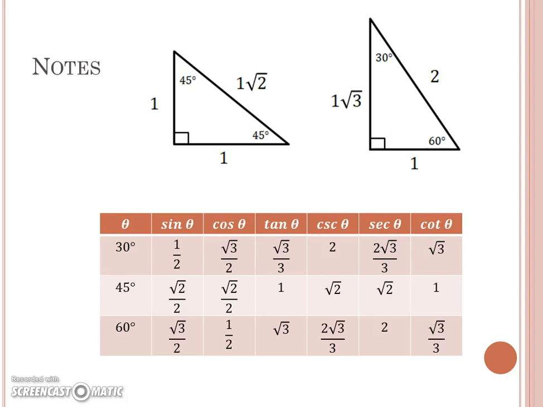For 45, our sine and our cosine are the same. It was 1 over the square root of 2, which becomes square root of 2 over 2 after we rationalize. Tangent's 1 over 1. Cosecant and secant are square root of 2 over 1. And cotangent's 1 over 1. For 60 degrees, it's the same as 30 degrees, except we switched the location of sine and cosine, cosecant and secant, as well as tangent and cotangent.